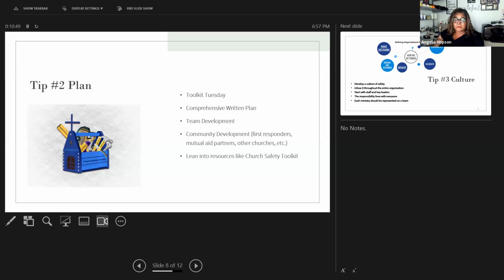Your community development is really important to your plan. Who are your first responders, mutual aid? How many people on the call have these things in place in terms of mutual aid partners and have met with your first responder?